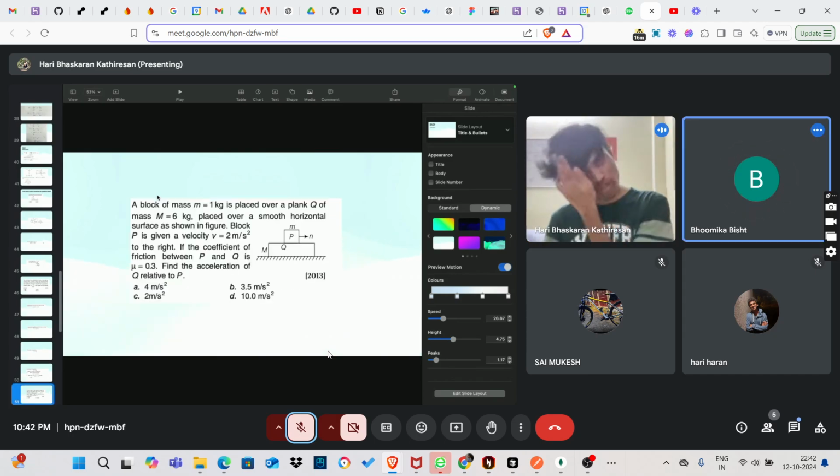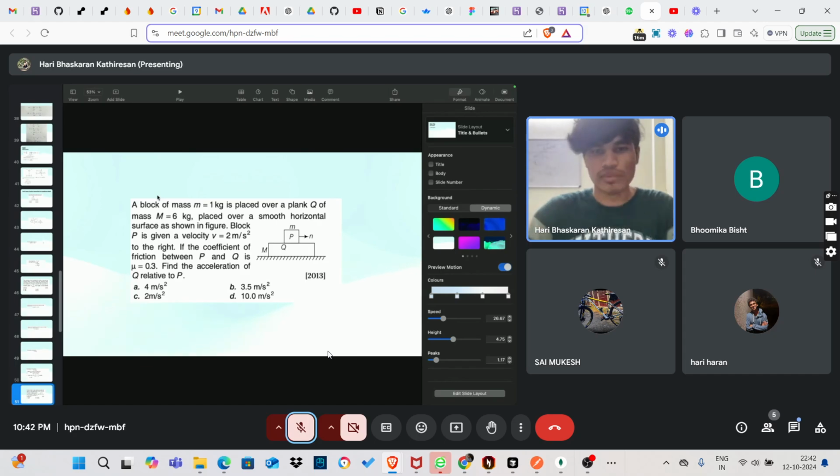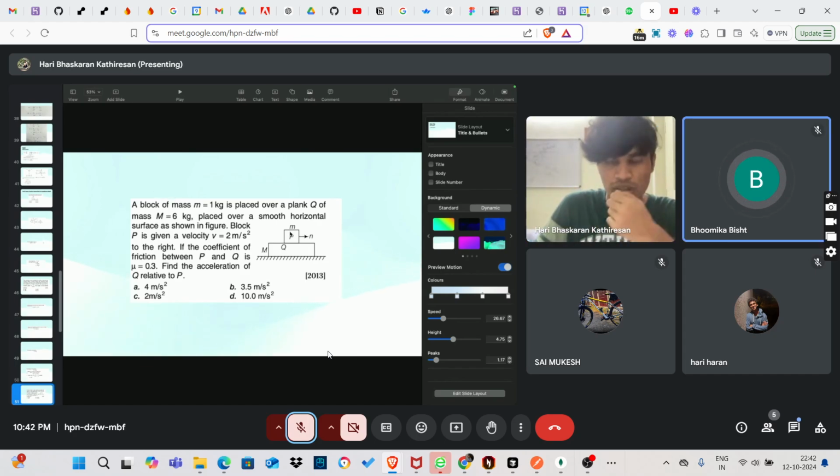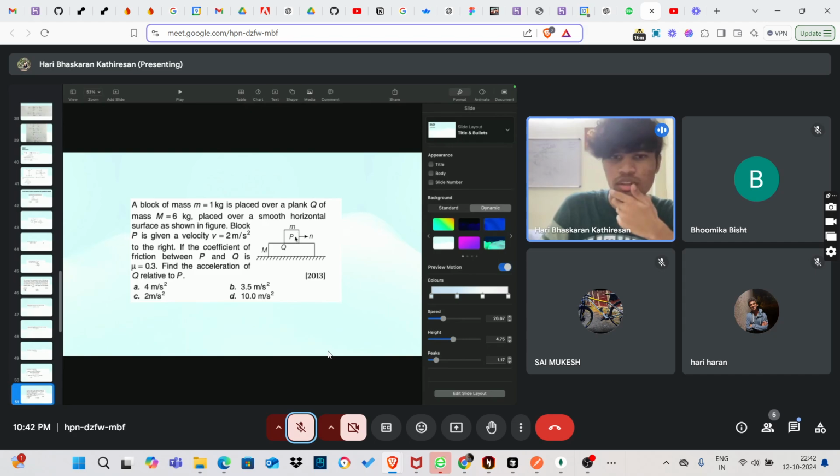So let's move to this question. It says there is a block m which is 1 kg and capital M is 6 kg. It said this one is smooth, so between the ground and capital M there's no friction, and there is some friction between small m and capital M, that is 0.3. And it is given a velocity of 2 meters per second. Then find the acceleration of Q relative to P. This is a pretty tricky question.